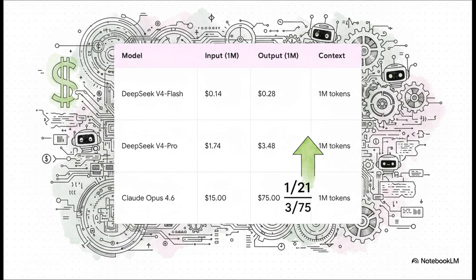Suddenly running daily AI audits on huge code bases or letting an autonomous agent just iterate through endless loops of testing, it isn't just an experiment anymore. It's completely 100% economically viable for everyday enterprise operations.